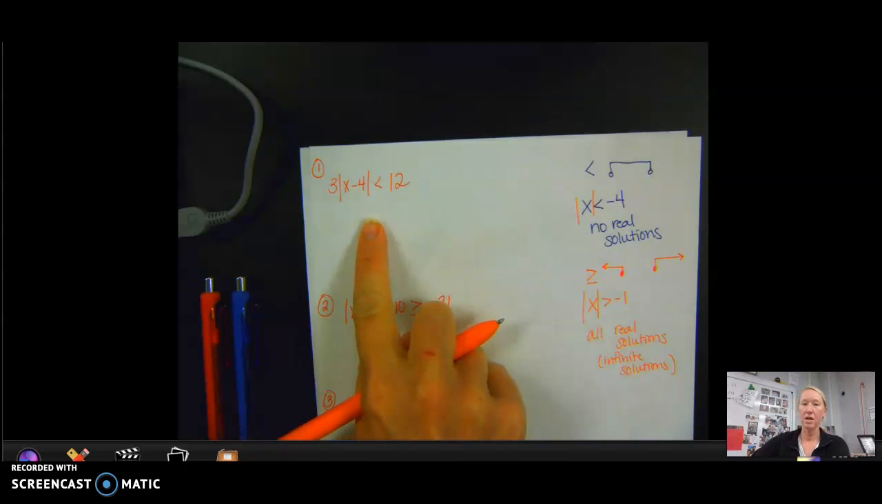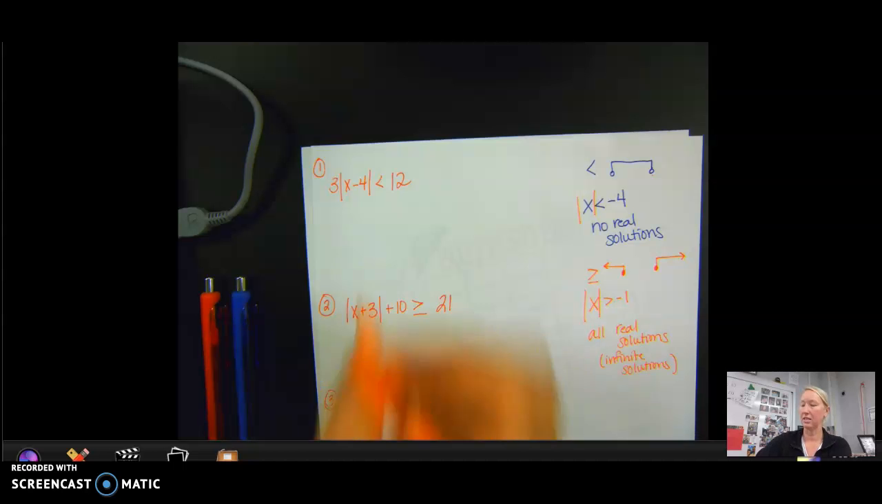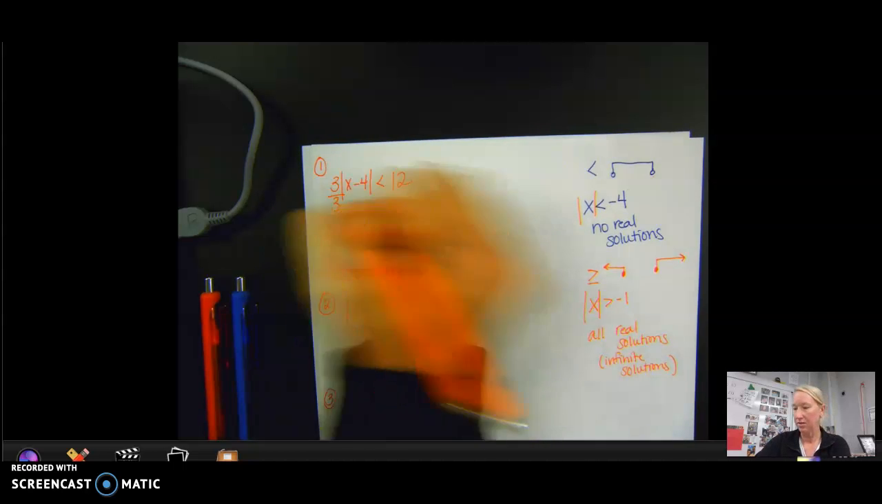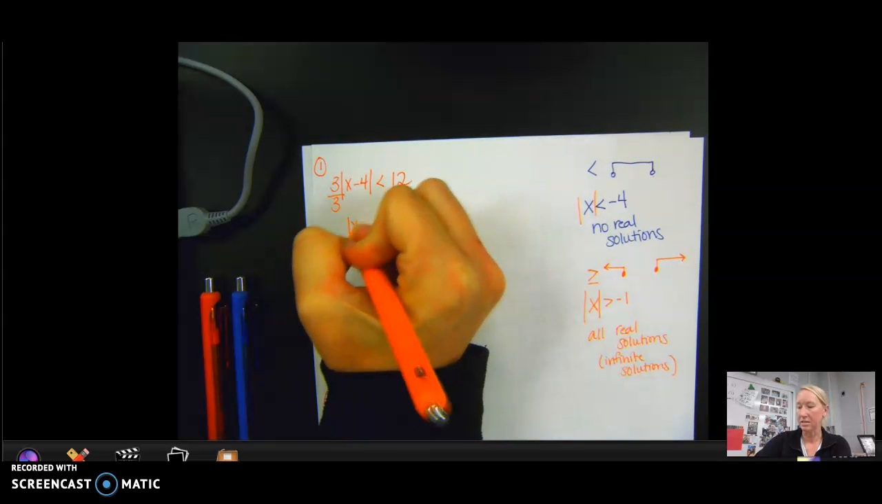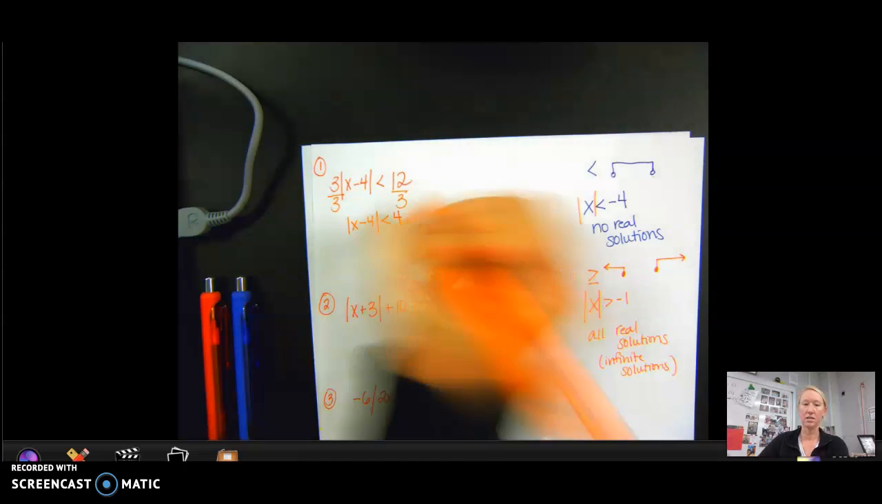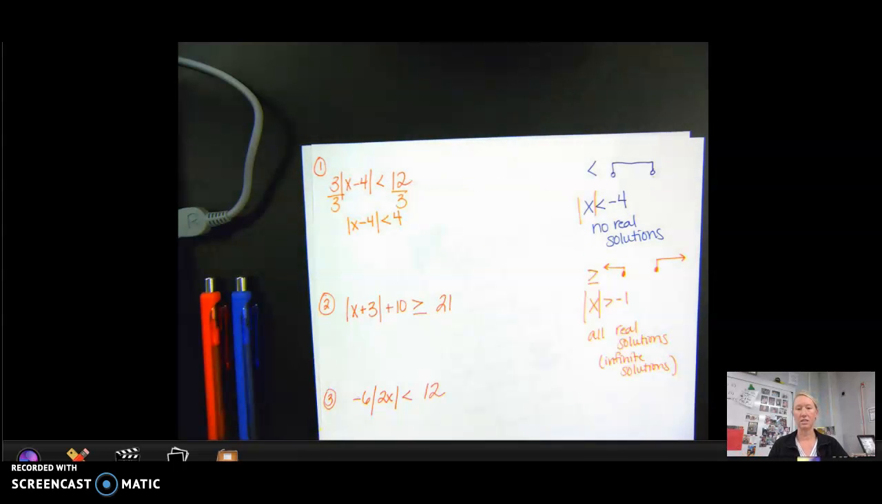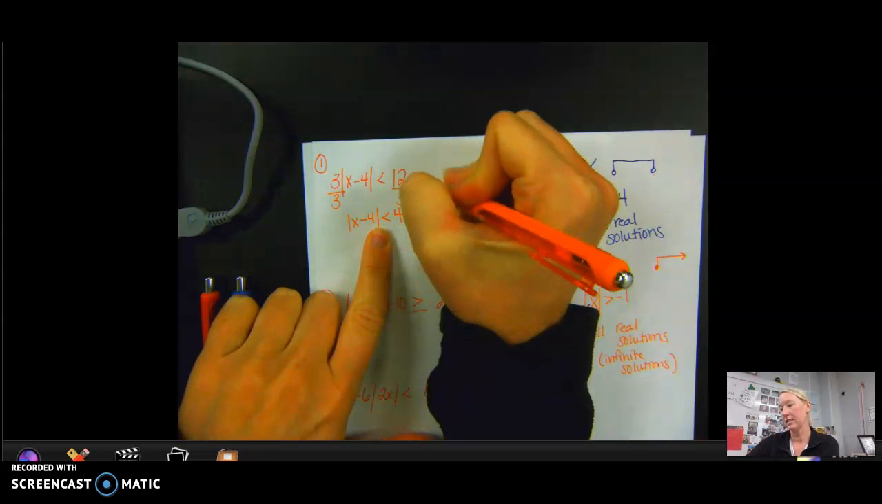So number 1, before we ask if it's a less than or greater than, we always want to get the absolute value completely by itself. So I'm going to have to divide by 3 here and divide by 3 here to get that absolute value by itself. Then I'm left with the absolute value of x minus 4 is less than 4. 12 divided by 3 is 4. So this one is a less than symbol.